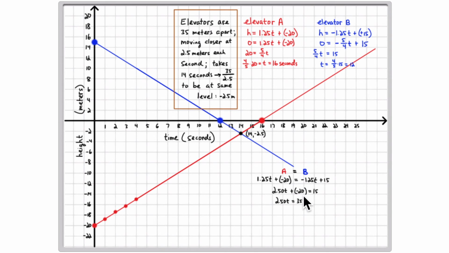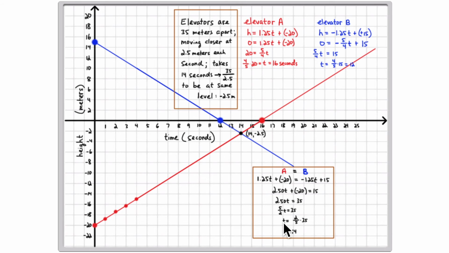So here's the negative 20. You take that negative 20, add a positive 20 to both sides. So 15 plus 20 is 35. So it's the same thing as reasoning through this. This is the 35 meters. Divide by this 2.5. That's going to tell you that this time is going to be 14 seconds.